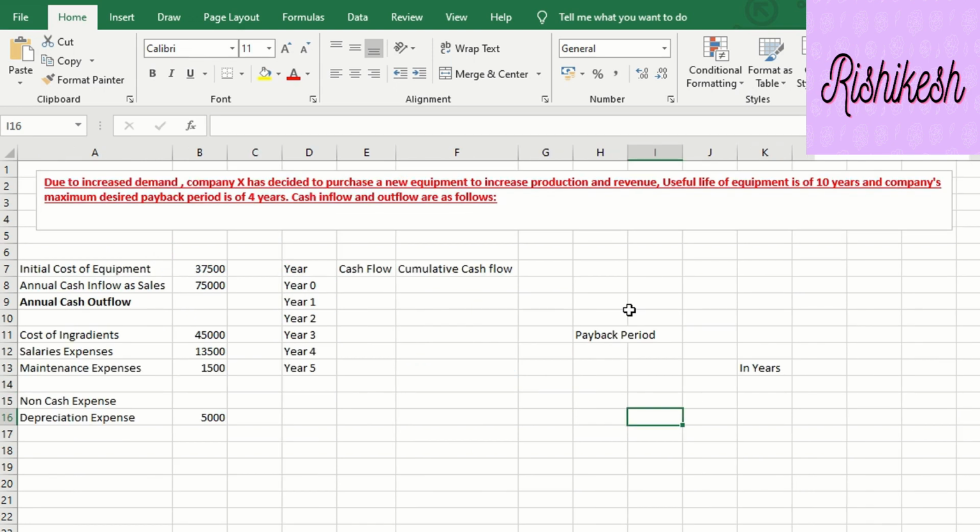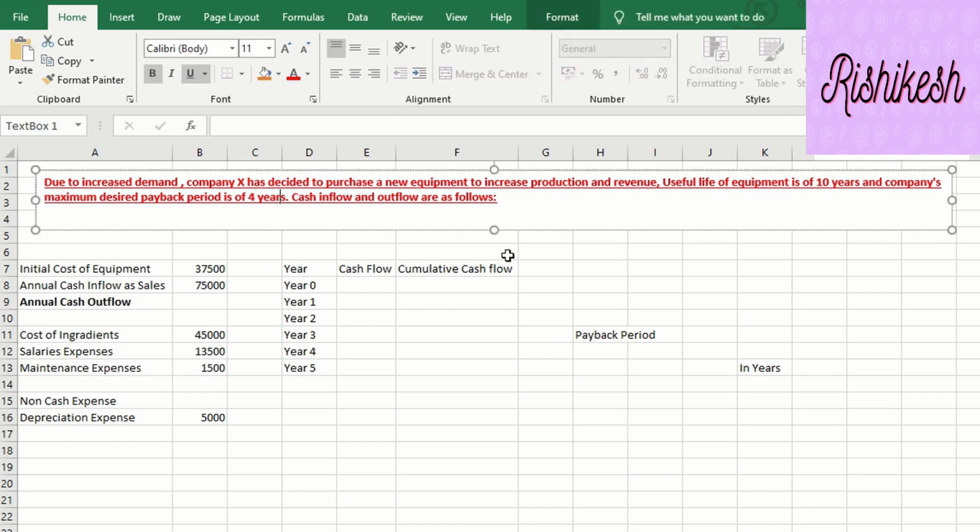Now we will see another question based on the payback period method. In this question, due to increased demand, company X has decided to purchase a new equipment to increase production and revenue. Useful life of the equipment is 10 years. And the company's maximum desired payback period is 4 years. Means within 4 years, the company wants whatever it is investing to be recovered.